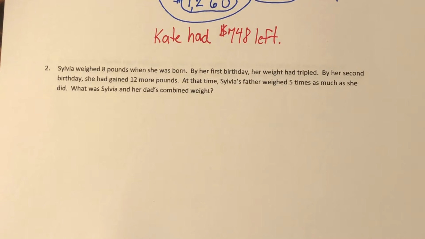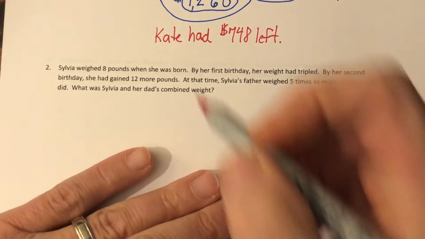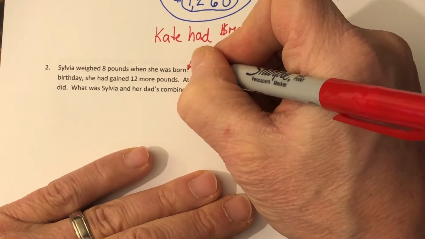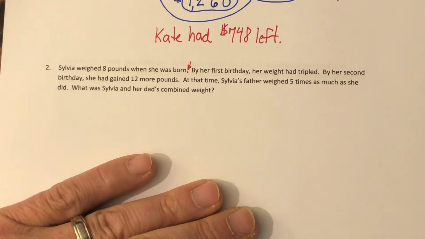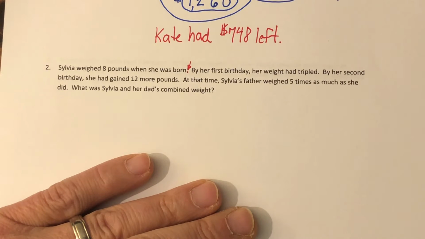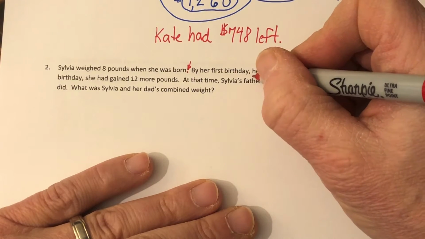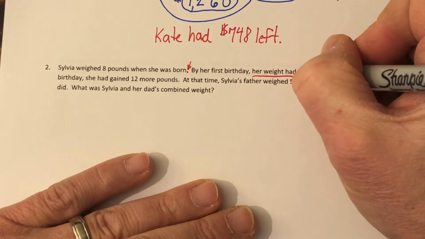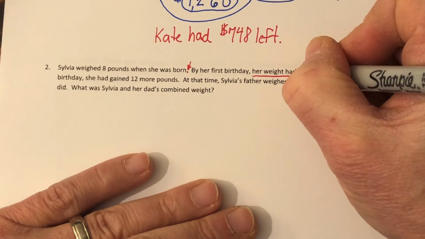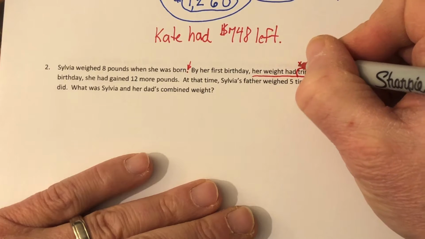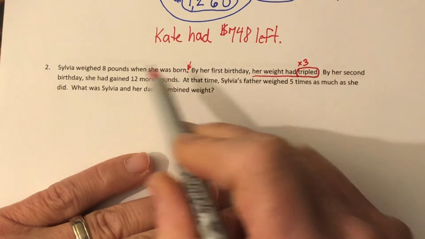Okay? So Sylvia weighed, all right, so we're getting to the next one. Sylvia weighed 8 pounds when she was born, period, stop. I bet you everybody knows how much they weigh when they're born, or a lot of us do, okay? By her first birthday, her weight had tripled. That's a multiplicative comparison. Do you guys know what tripled means? That's right, that means times 3. So her weight tripled since then.